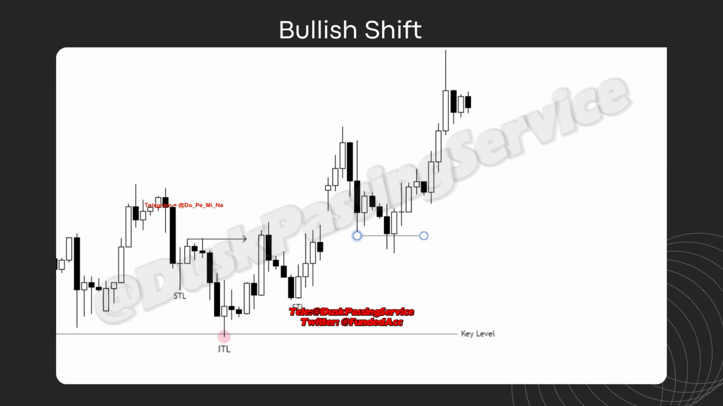Another thing you can also see right here is that this low right here is an intermediate term low. This can also be classified as a long-term low because it tested a higher time frame key level, but you can just classify it as an intermediate term low. And the reason for it being an intermediate term low is because it has two short-term lows to its opposite side, one to its left and one to its right.